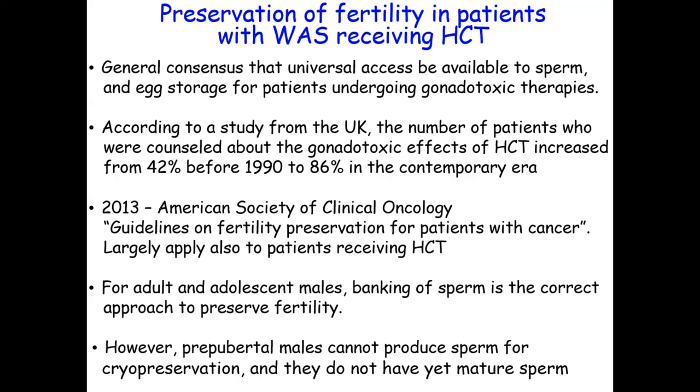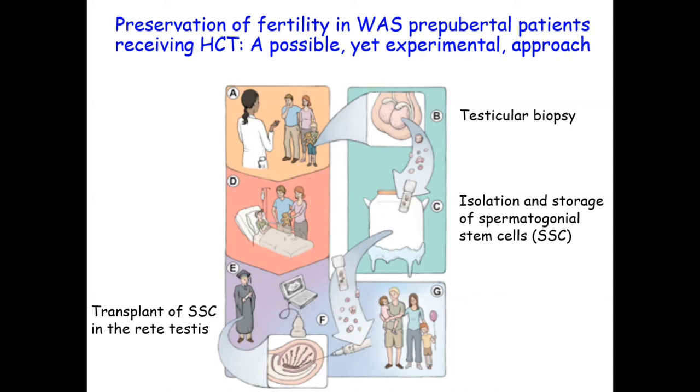However, most of the patients with Wiskott will eventually receive transplant at prepubertal age, and there is no possibility for these males to produce sperm for cryopreservation, because they don't even have mature sperm yet. So what can be done? Well, all of this is now experimental, but there are many centers, and at least I found several in the United States, that are working on this.